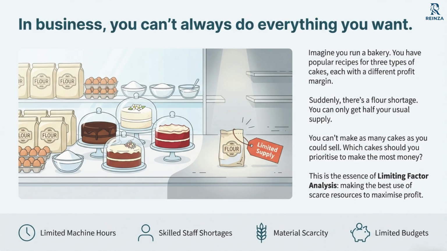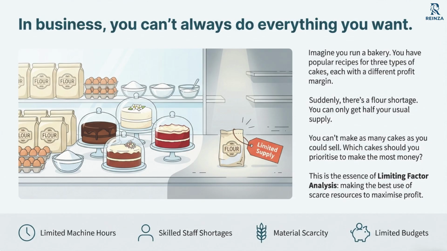The key question we need to answer is always the same. When we cannot do everything we want, what should we prioritize? By the end of this lecture, you will have a systematic method to answer this question every single time.